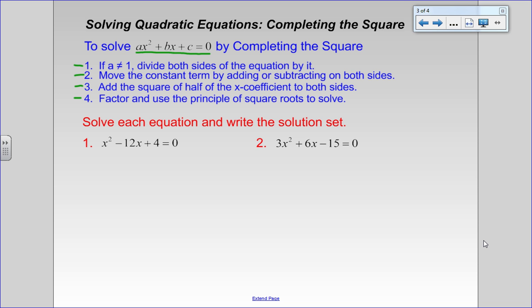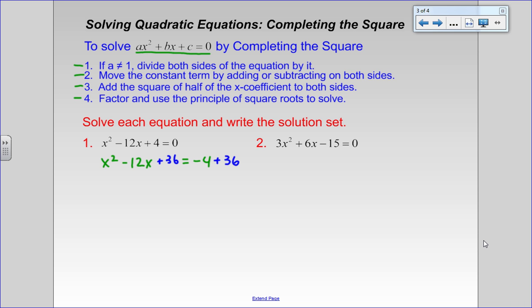In problem number 1, we have x squared minus 12x plus 4 equals 0. In this case, a equals 1, so we can move right to step 2, and we'll subtract 4 on both sides. So we have x squared minus 12x equals negative 4. Now, on the left-hand side, if we want to complete the square on that binomial, we take half of negative 12, which is negative 6, and then we square it. That's 36, so we're going to add 36 on both sides of the equation.